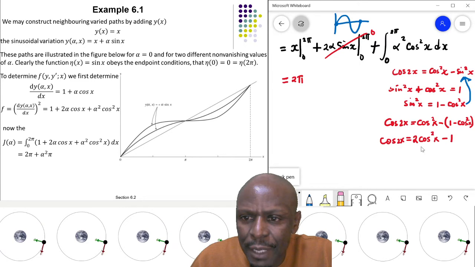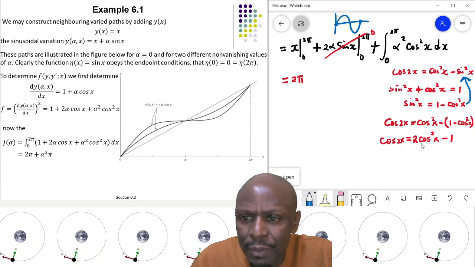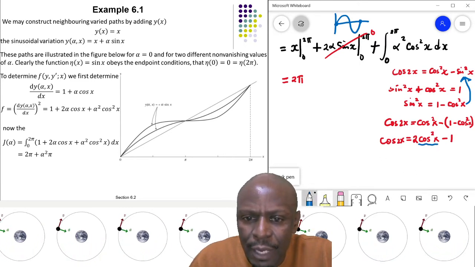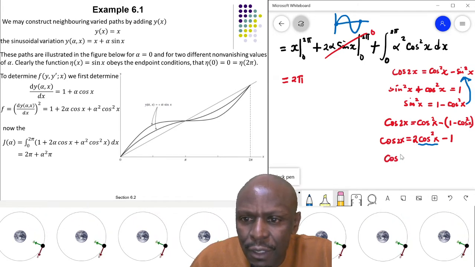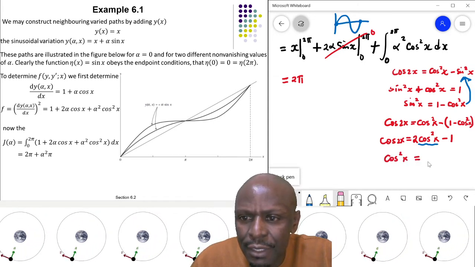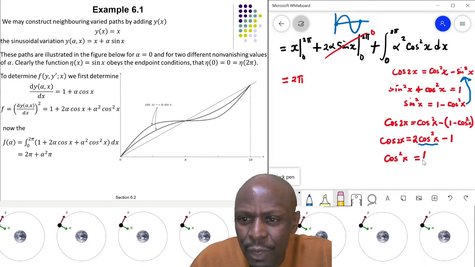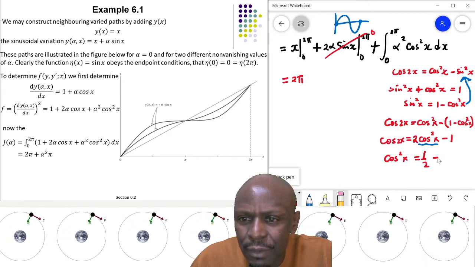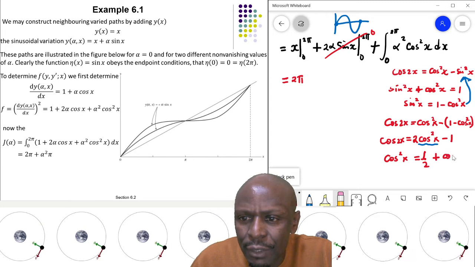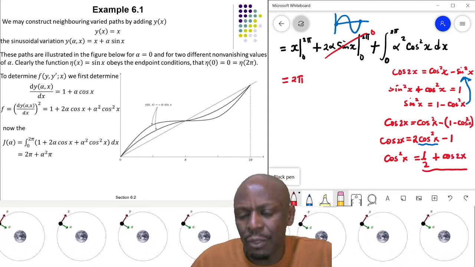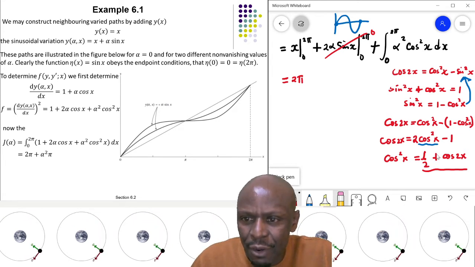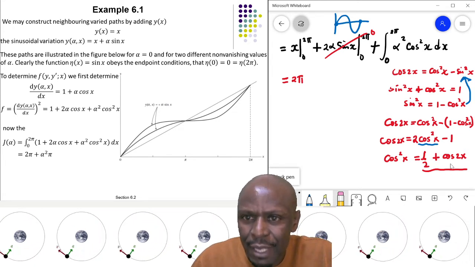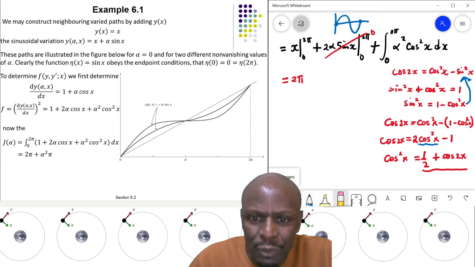That is your cos of 2x. Now if you want to make this the subject of the formula, what are you going to have? You are just going to have cos squared x equals 1 over 2 times (1 plus cos 2x). So that's what you are going to integrate. Now I am sure you still remember that the integral of that is just going to be what?